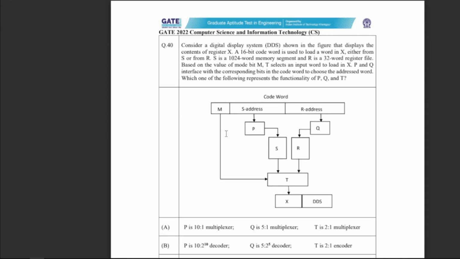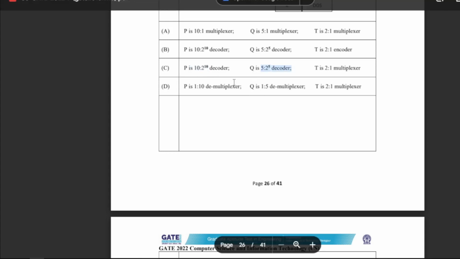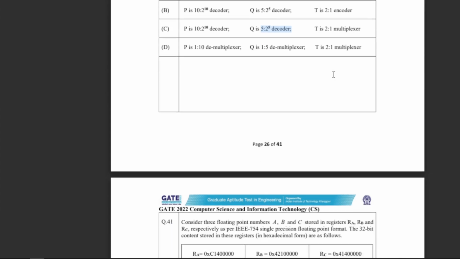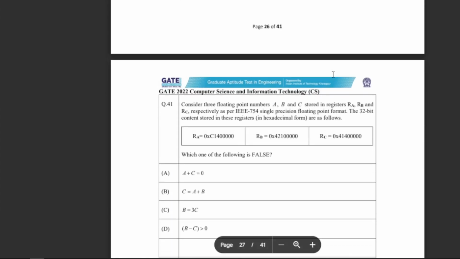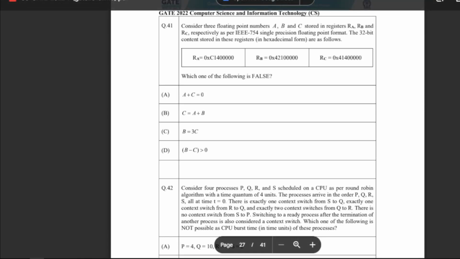So for 40, the answer is C, that is a 10 by 2 to the power 10 decoder, a 5 by 2 to the power 5 decoder and a 2 by 1 multiplexer, right? Sometimes, if you are preparing for other exams like NTRO, ISRO, BARC or NIELIT, you can get these questions directly, because most organizations just pick the previous year's question and give that to us.